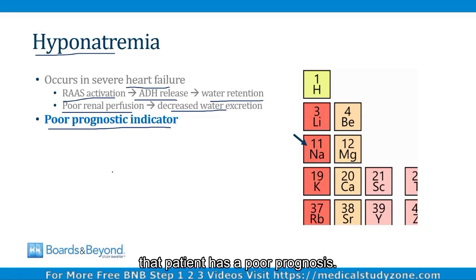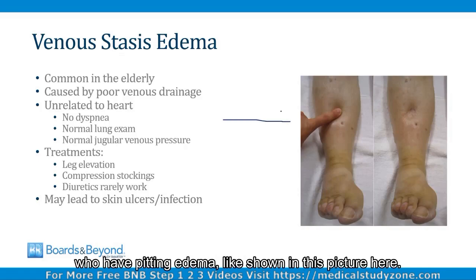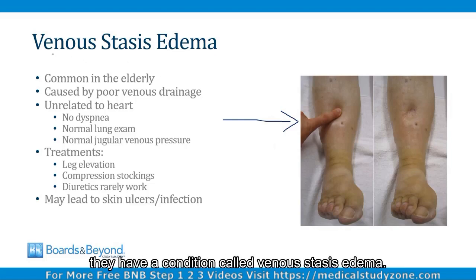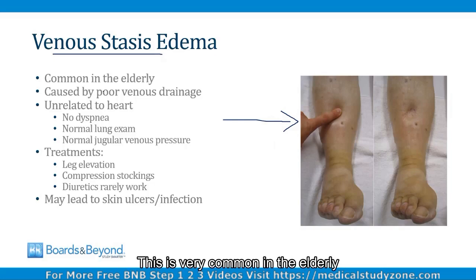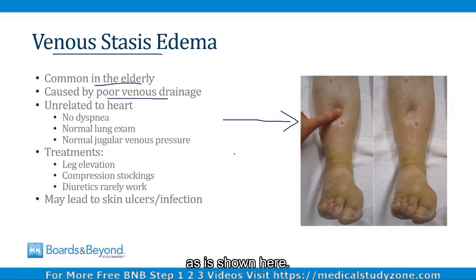If they describe a patient in a board question with hyponatremia and heart failure, that patient has a poor prognosis. On your clinical rotations, you will see many patients who have pitting edema, like shown in this picture here. The vast majority of those patients do not have heart failure. They have a condition called venous stasis edema. This is very common in the elderly, and it's caused by poor venous drainage from the lower extremities, basically blood pools due to gravity in the lower extremities, and that leads to pitting edema as is shown here.